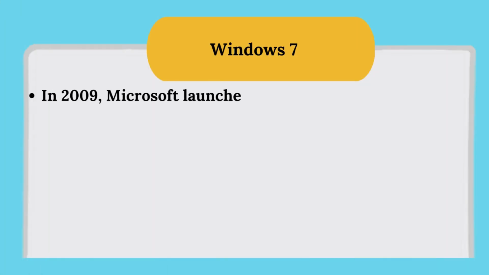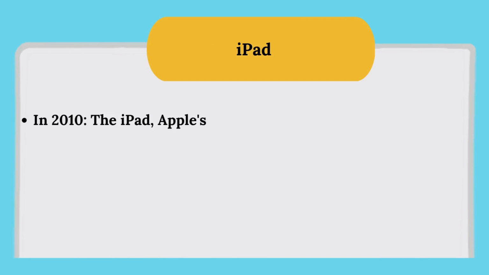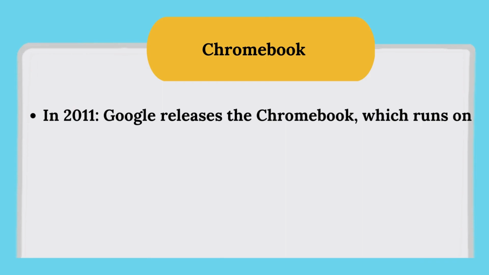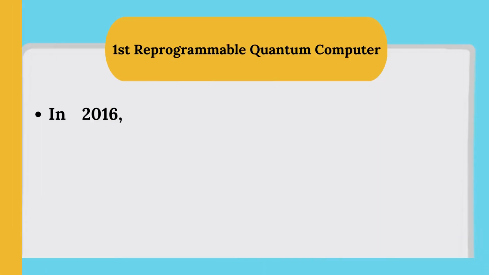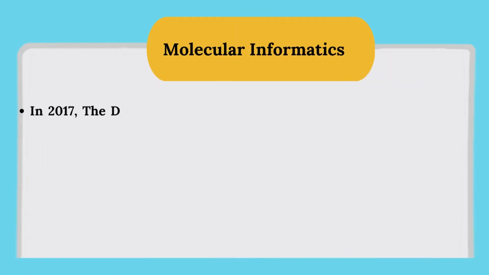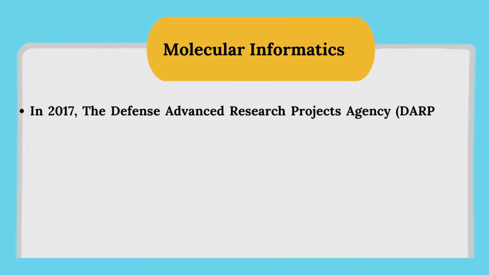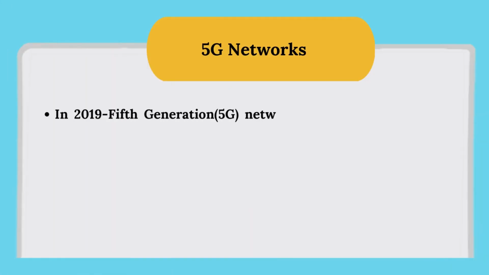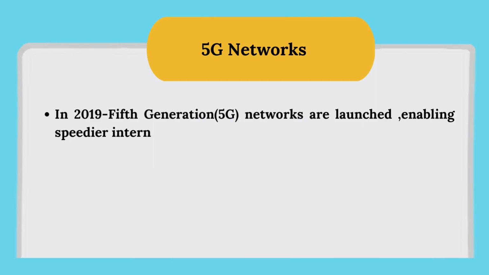In 2009, Microsoft launches Windows 7 on July 22. In 2010, the iPad, Apple's flagship handheld tablet, is unveiled. In 2011, Google releases the Chromebook, which runs on Google Chrome operating system. In 2016, the first reprogrammable quantum computer was created. In 2017, the Defense Advanced Research Projects Agency is developing a new molecular informatics program that uses molecules as computers. In 2019, fifth-generation networks are launched, enabling speedier internet connections on some wireless devices.